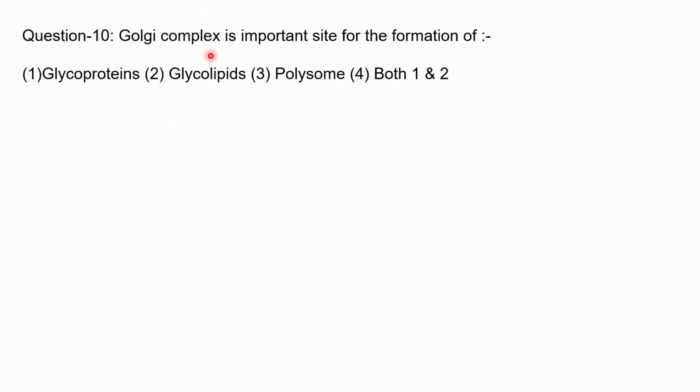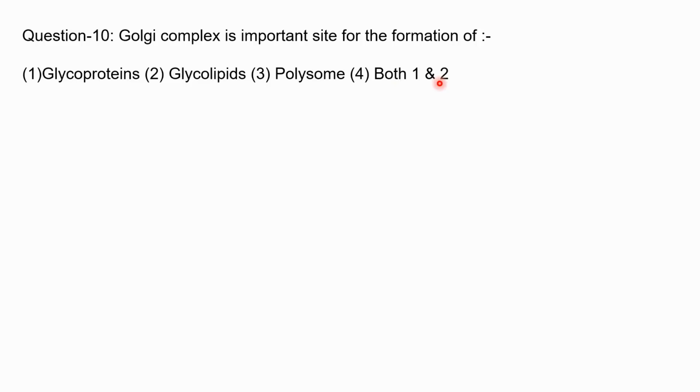The next question is, the Golgi complex is an important site of formation for both of, and the options are glycoproteins, second option is glycolipids, third option is polysomes, and fourth option is both 1 and 2. So we know that the Golgi complex is an important site for the formation of glycoproteins and glycolipids.